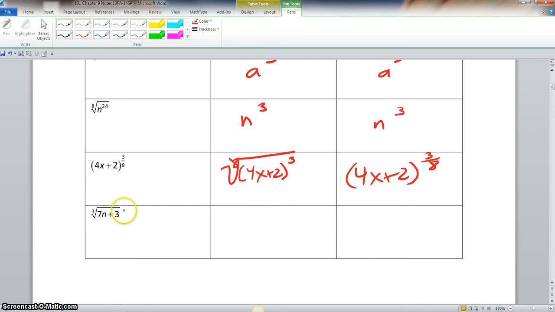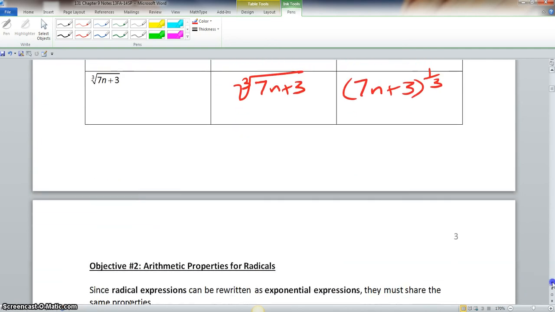Now we come here. This is the cube root of 7n plus 3. It'll still say the cube root of 7n plus 3. Now for the simplified exponent, it'll be 7n plus 3 in parentheses to the 1/3 power. And that is it for that page.